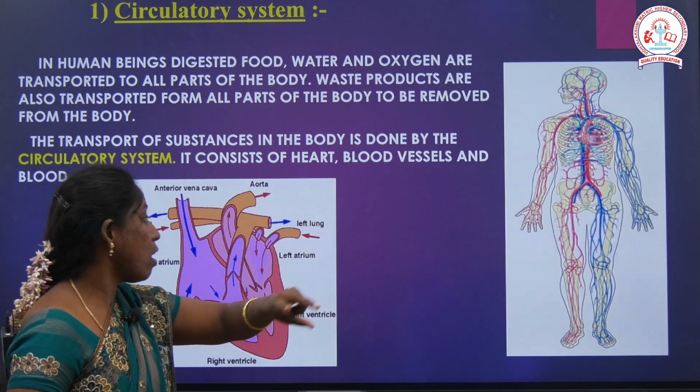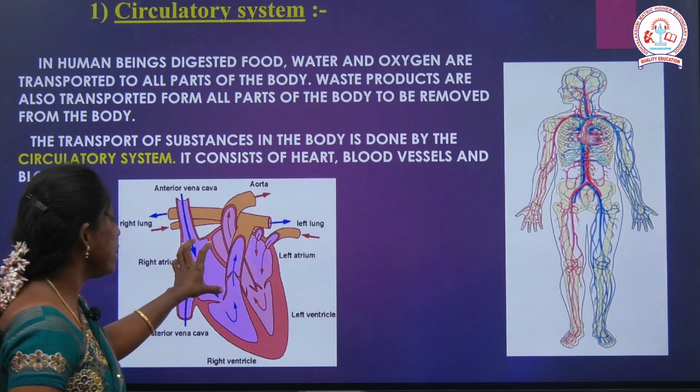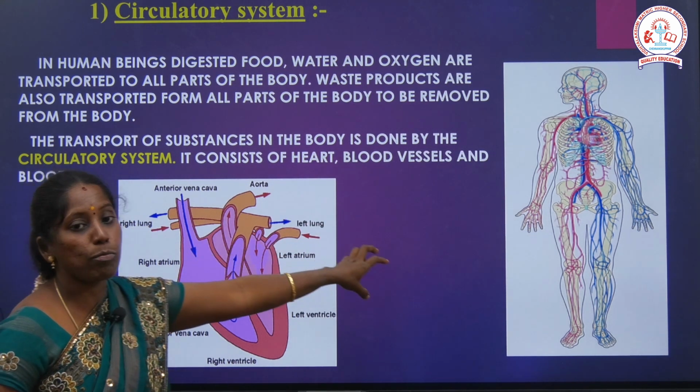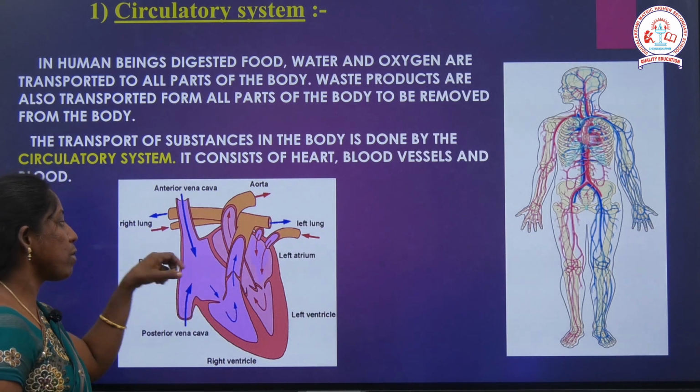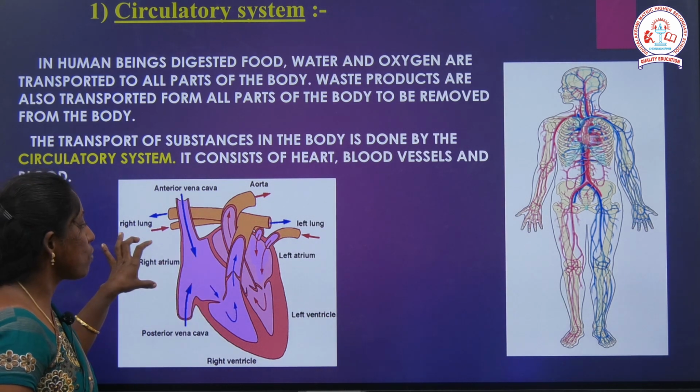Then I told you about arteries and veins. Arteries only carry the blood from the heart to other parts of the body. Veins carry the blood from the other parts of the body to the heart. So this is the structure of the heart.